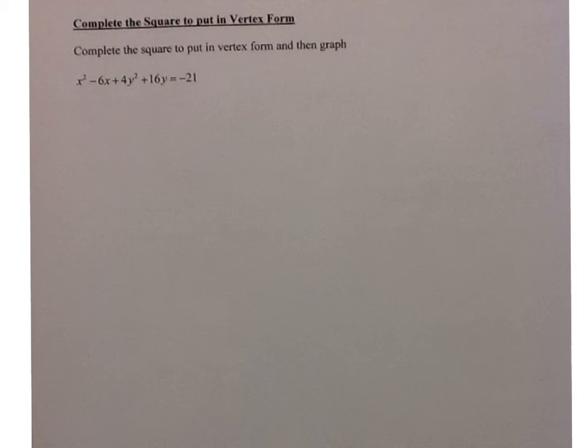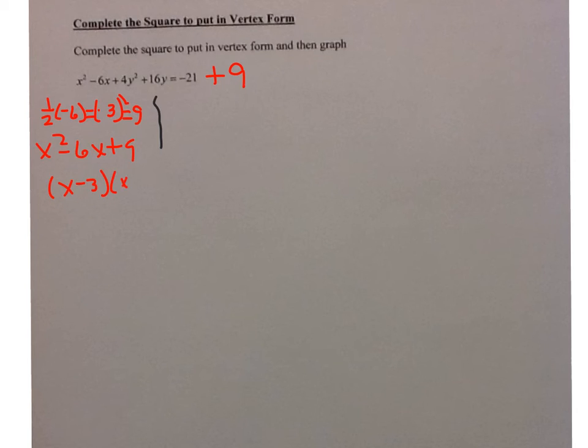All right, so I'm going to group my x's, group my y's, which they are. Okay, so I'm going to start with my x's. I'm going to do half of negative 6, which is negative 3, squared is equal to 9. So that's x squared minus 6x plus 9. Make sure you add 9 to the other side. And then I factor that, so I get (x minus 3) times (x minus 3), which is (x minus 3) squared.